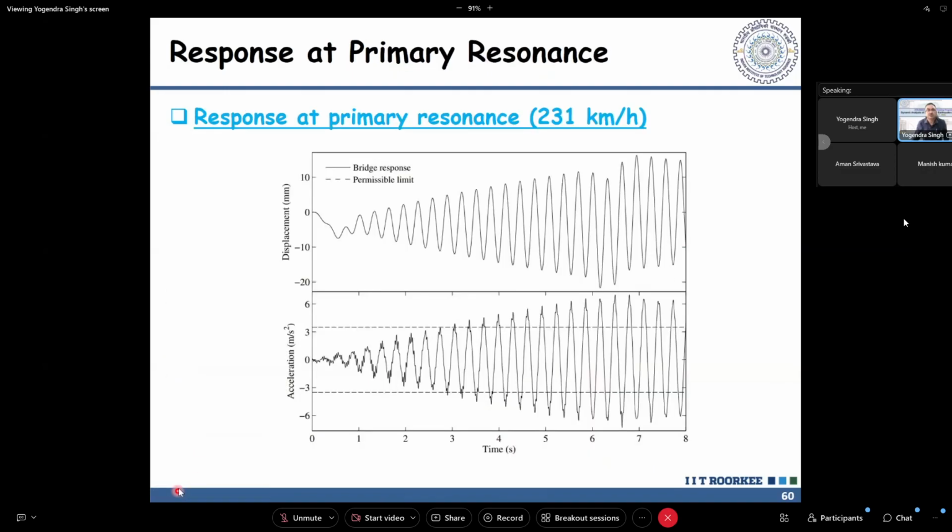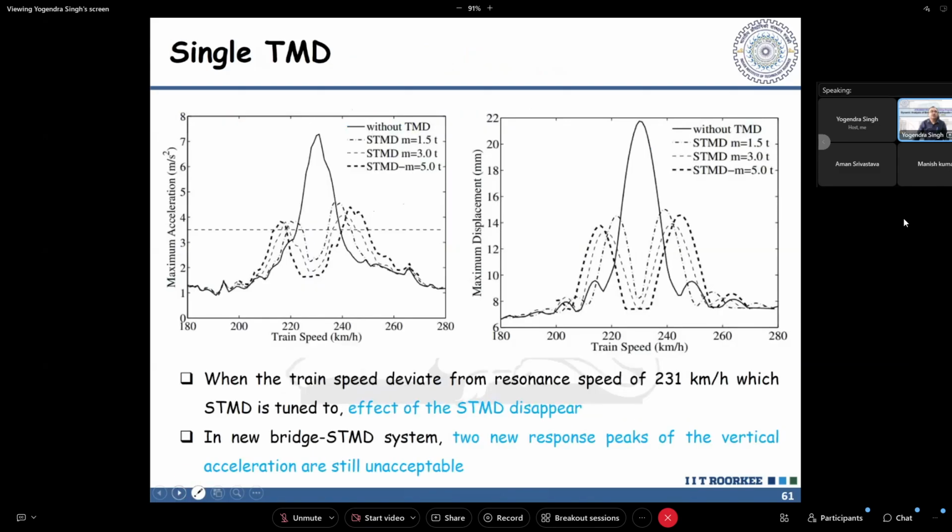So different alternative methods are suggested here. So this is the primary response at the resonance. We can see that the response goes on building. So if we put a single tuned mass damper, which is tuned with the primary resonance frequency of the bridge, then we can see that this peak reduces significantly. Here there is a significant reduction, and it comes well within the limits.